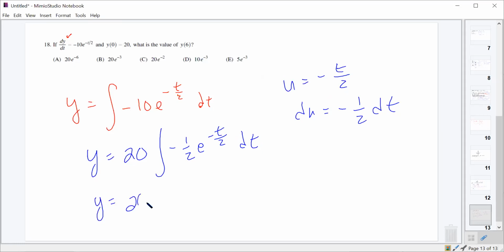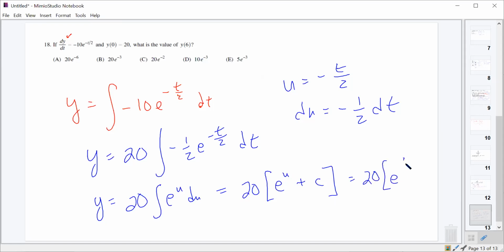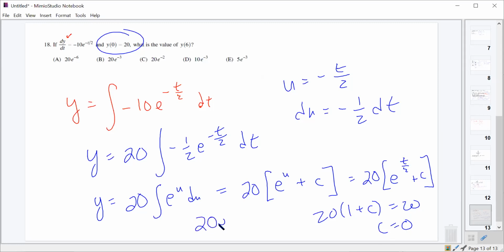And then we should be able to rewrite this as y equals 20 times the integral of e to the u du, which ought to be 20 times e to the u plus some constant, or 20 times e to the t over 2 plus some constant. And then we'll plug in our initial condition that when t is 0, y should equal 20. So this becomes e to the 0, which is 1, plus our constant needs to equal 20. So that only equals 20 if c equals 0. So our integral should be 20e to the t over 2. We'll evaluate that at t equals 6, which gives us 20.